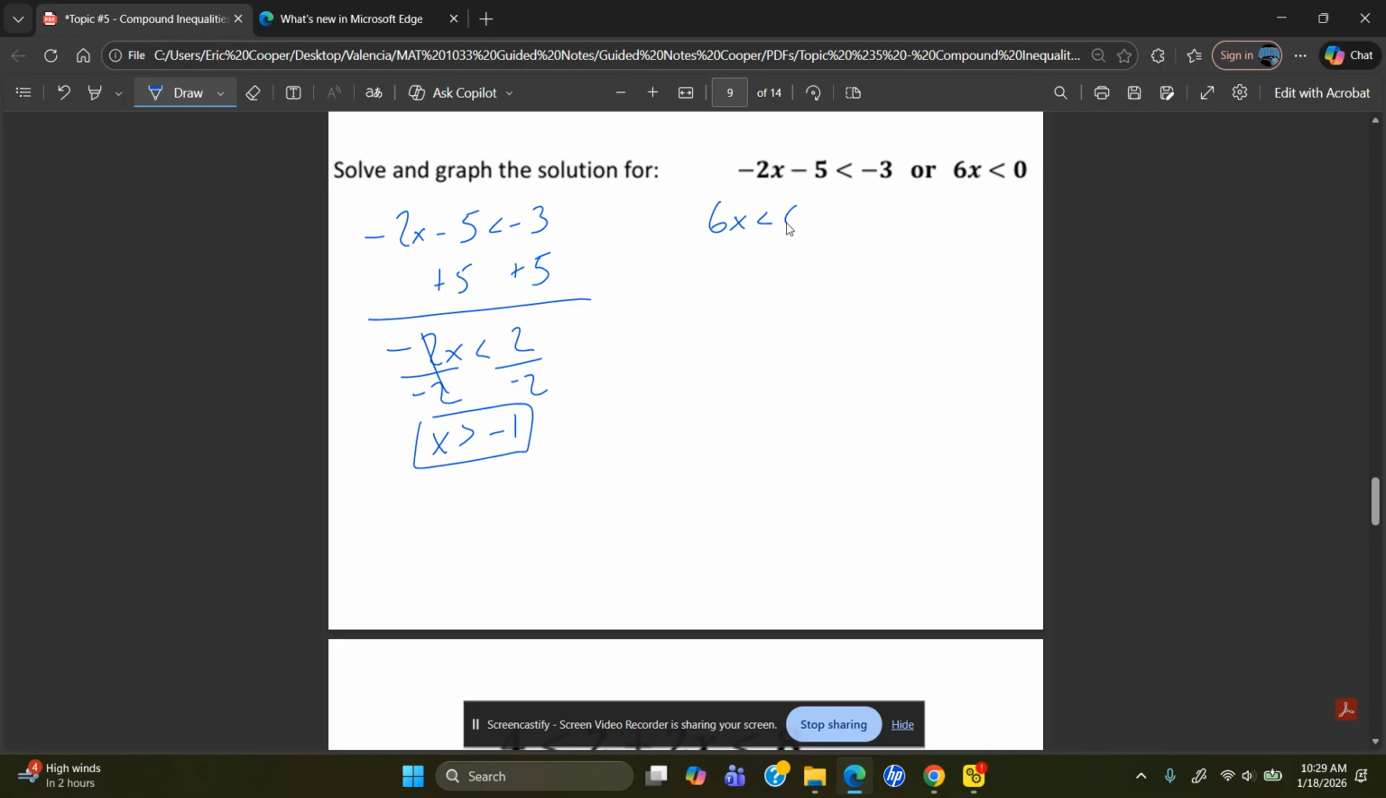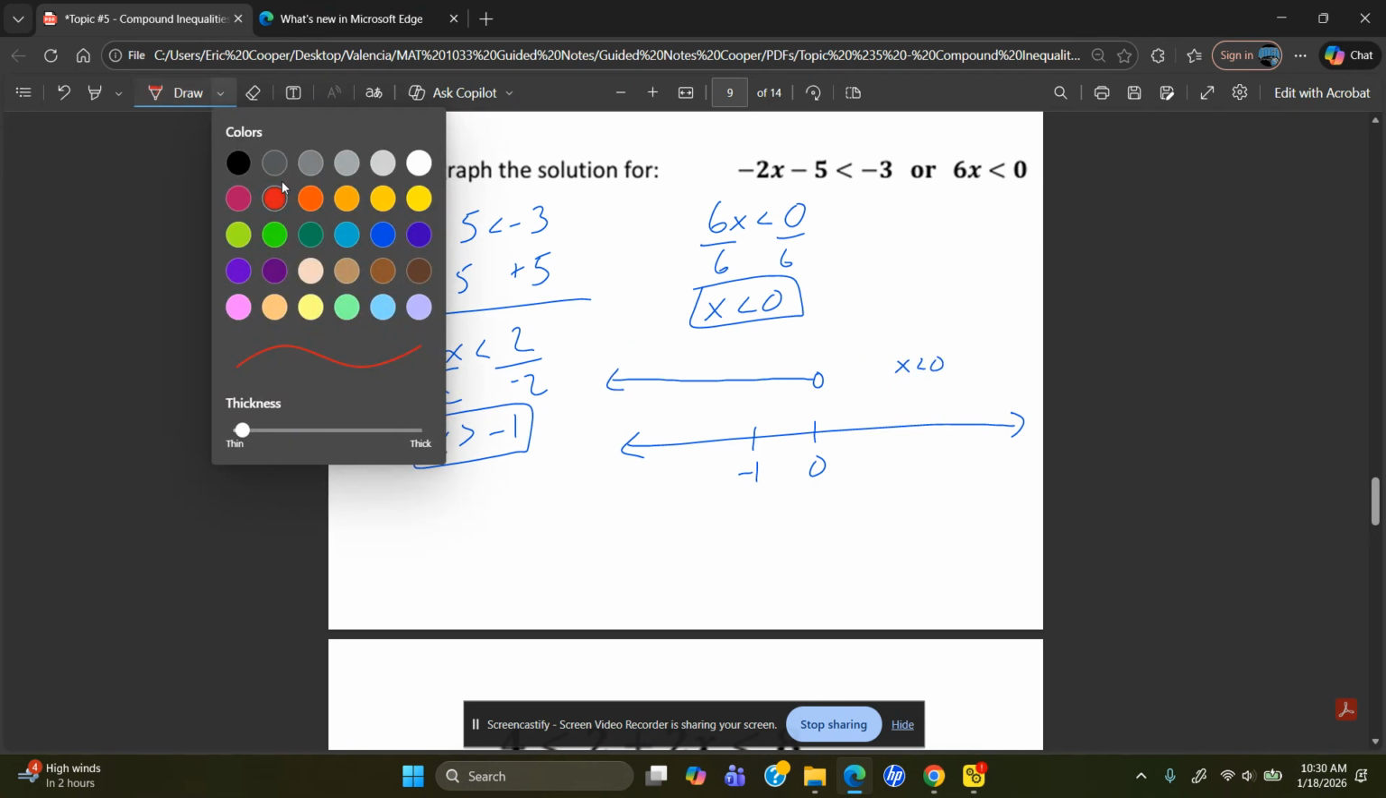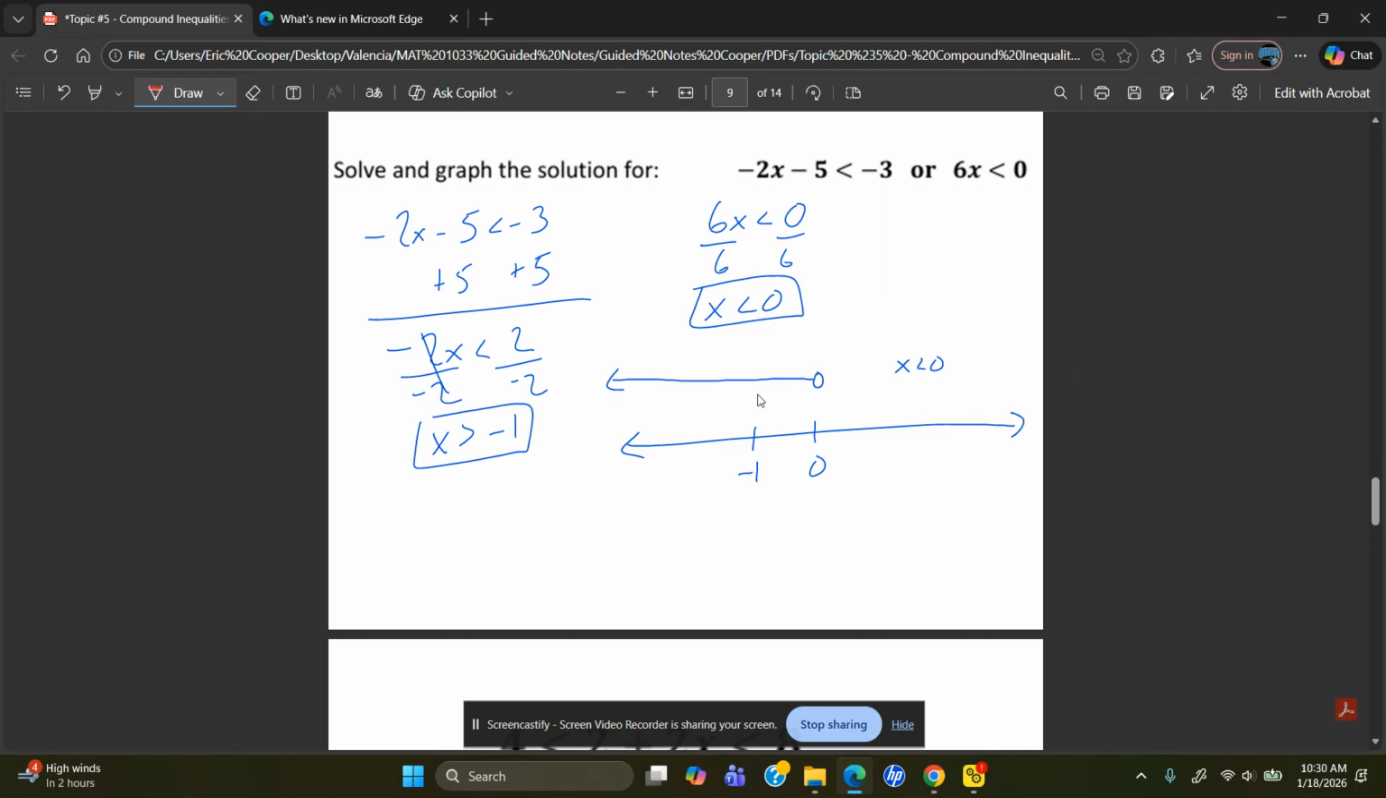I have 6x is less than 0. For the second part, I'll divide by 6, and I get x has to be less than 0. So again, I'm going to go through and graph these, and notice what's going to happen when I graph these values. The first one says x has to be less than 0. So I could graph anything at 0 going to the left. This is x is less than 0. For x is greater than negative 1, I could go anything at negative 1 to the right.